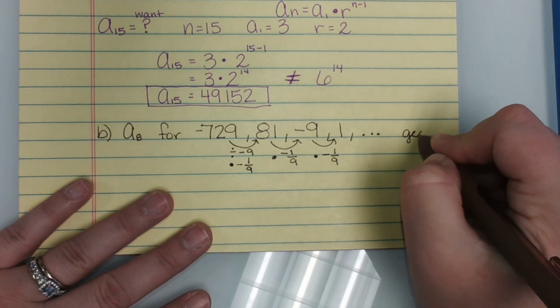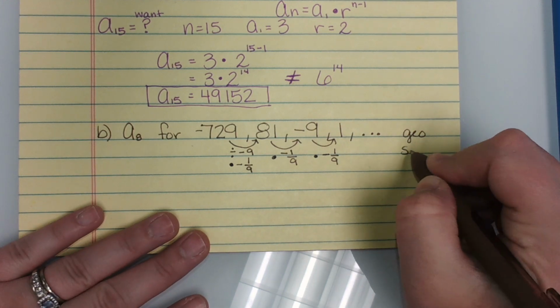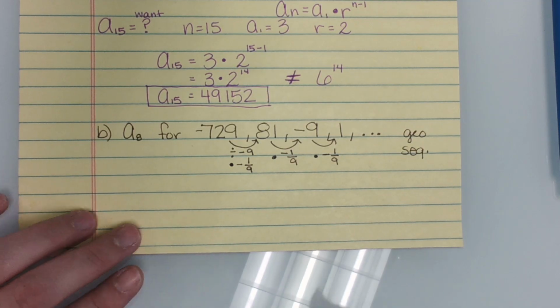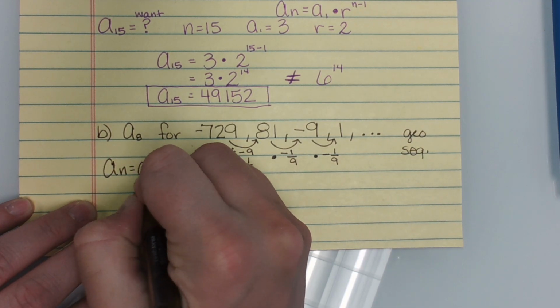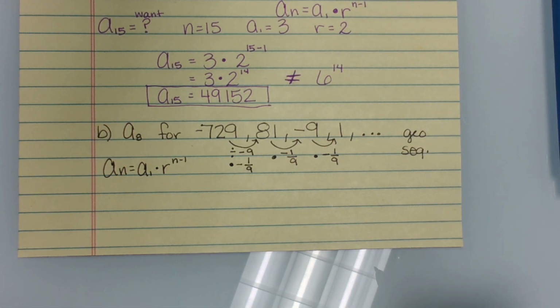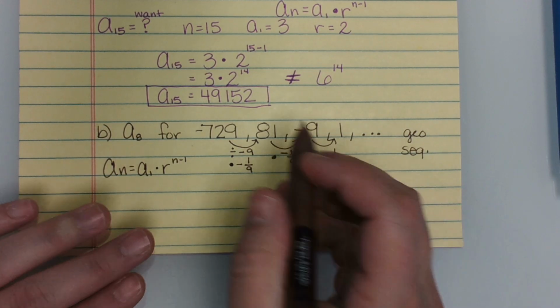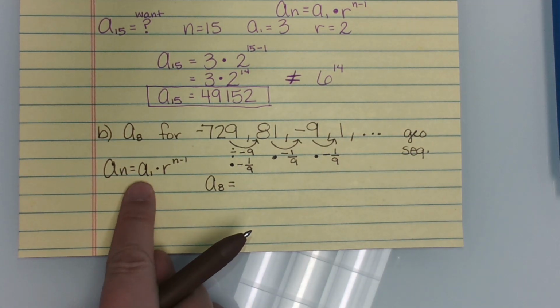So it is geometric. Is it a sequence or is it a series? It is a sequence. It is a list of numbers that I am not asking you to add up. Okay, so again, this is my formula. A sub n equals a sub 1 times r to the power of n minus 1. Do I know a sub n? No, that's what I'm looking for. Specifically, a sub 8 equals. Do I know what a sub 1 is?